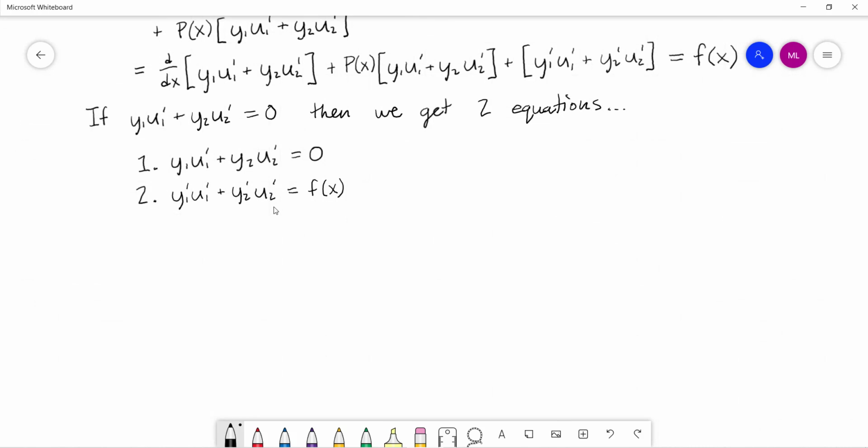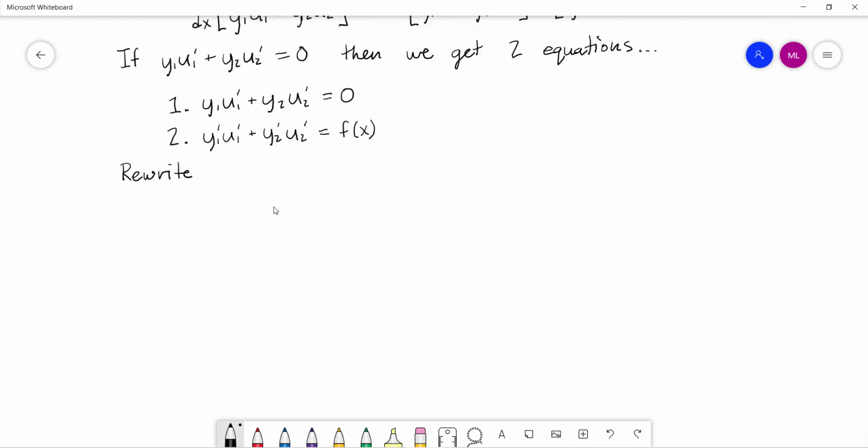So I can rewrite this if you're familiar with linear algebra, and if not, then don't worry about this. We're going to eventually get to a formula at the end of all of this that looks like the following. We're going to use matrix notation. I'm going to have a u1 prime here, a u2 prime here. We're going to have y1, y2, y1 prime, y2 prime, and here we have a 0, and here we have f of x.